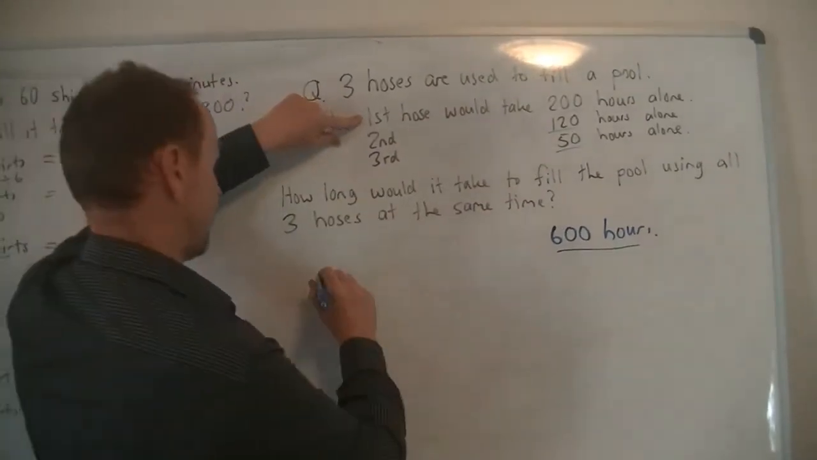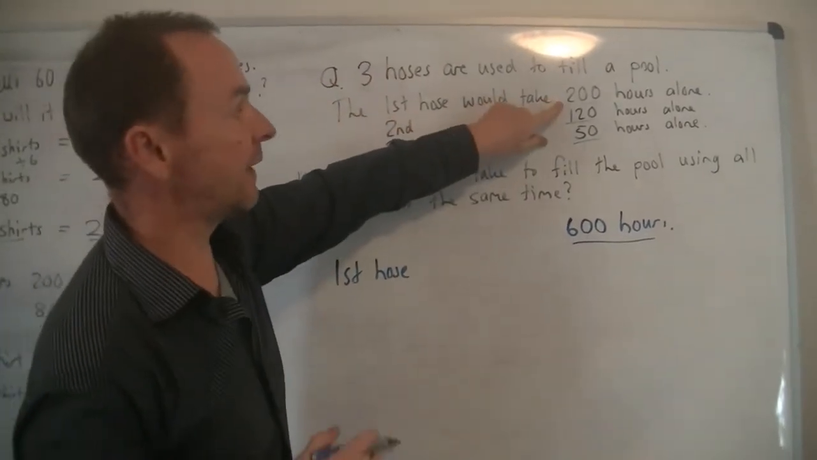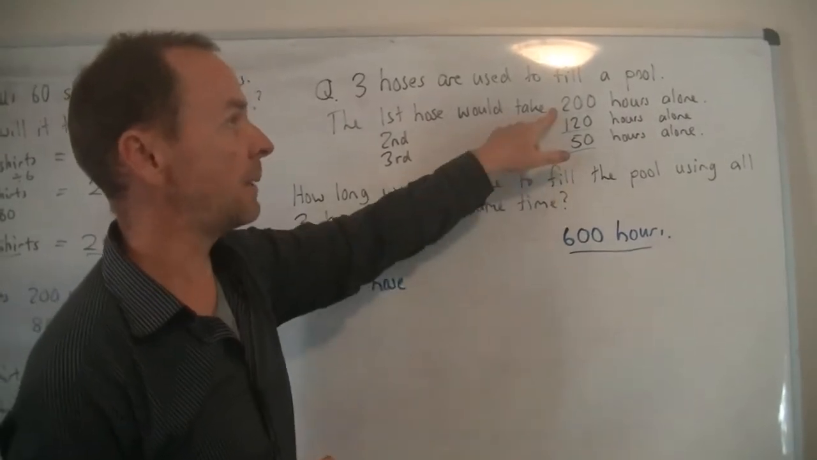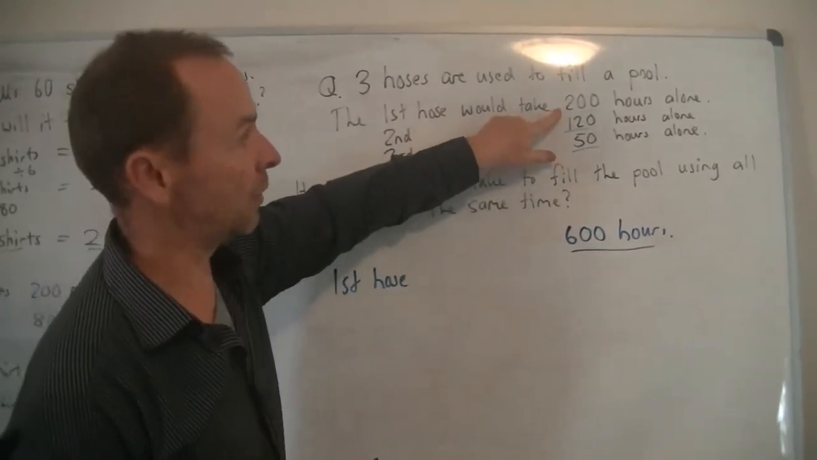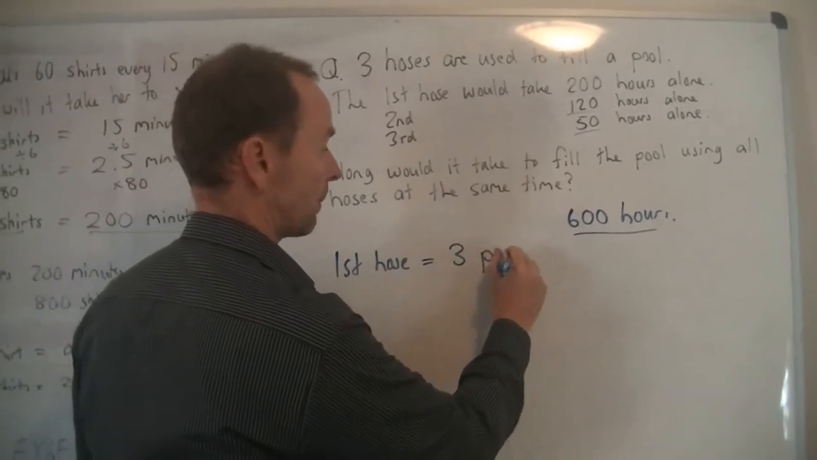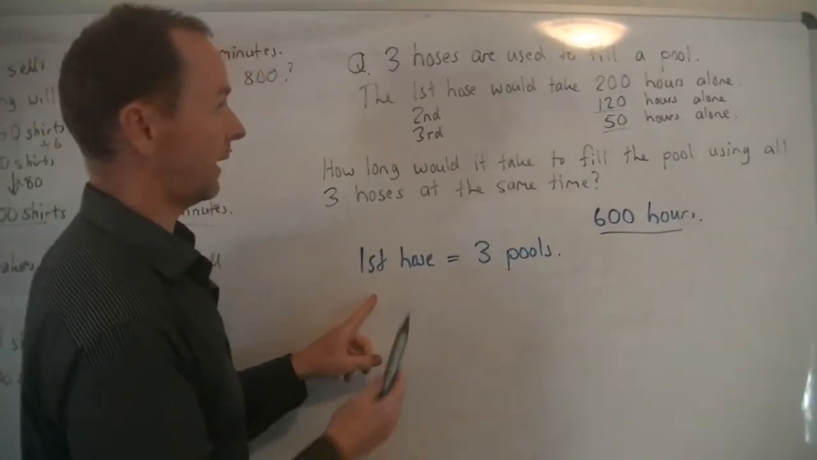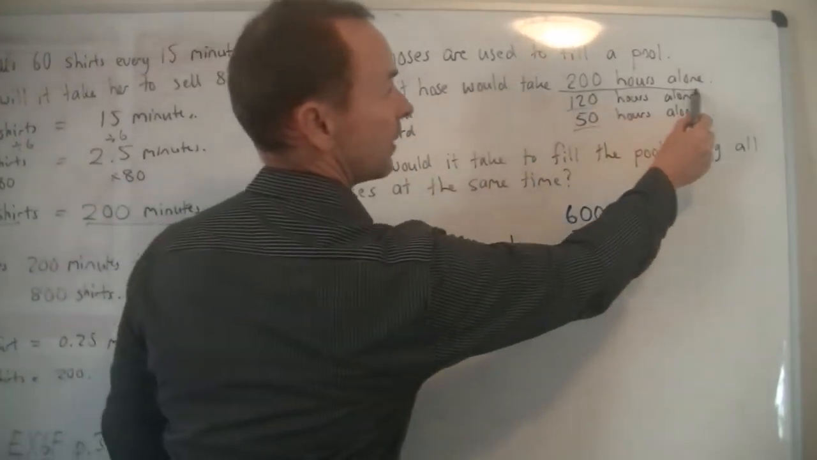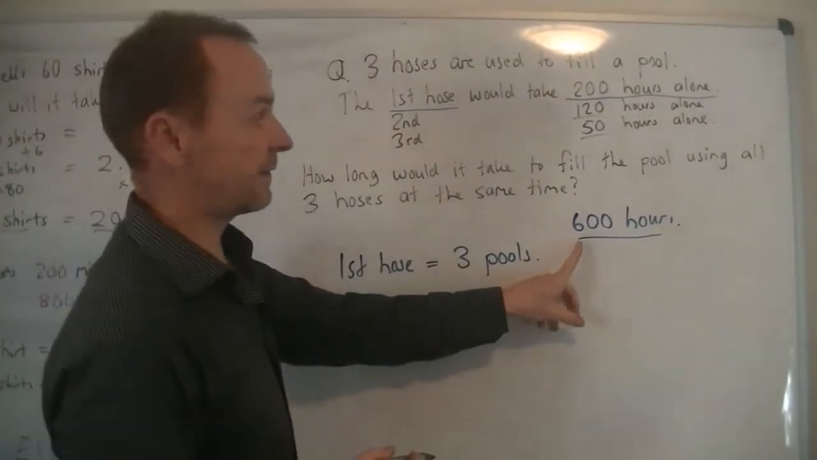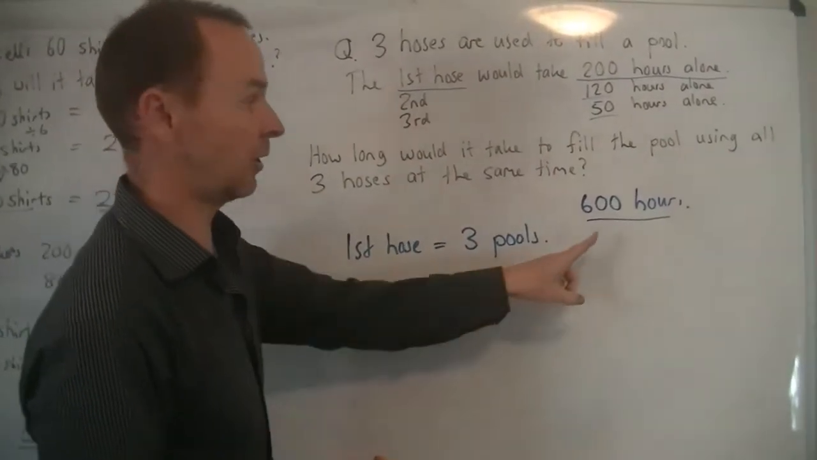So now we can write down the first hose. If it takes 200 hours to fill one pool up, in 600 hours how many pools would we fill up? It's 200 hours for one pool, so in 600 hours we would fill 3 pools up, just using that first hose. Hopefully that makes sense, everyone. I'll just say it again. It takes 200 hours by itself, just using the first hose, to fill up one pool. So if we have 600 hours, it's 3 times that, so we'd fill up 3 pools in that time.